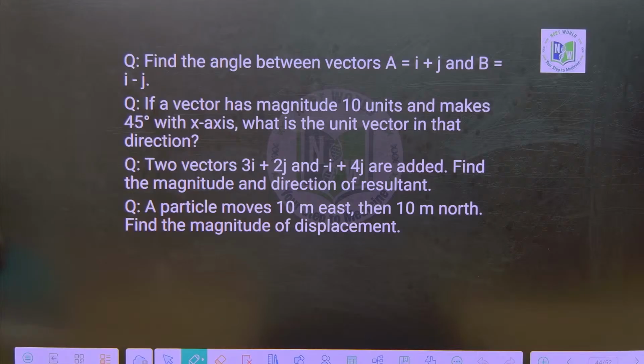First one, find the angle between vector A equals i plus j, B equals i minus j. Second one, if a vector has a magnitude 10 units and makes 45 degrees with the x axis, what is the unit vector in the direction? Two vectors 3i plus 2j and minus i plus 4j are added. Find the magnitude and direction of the resultant. A particle moves 10 meter east, 10 meter north. Find the magnitude of the displacement.